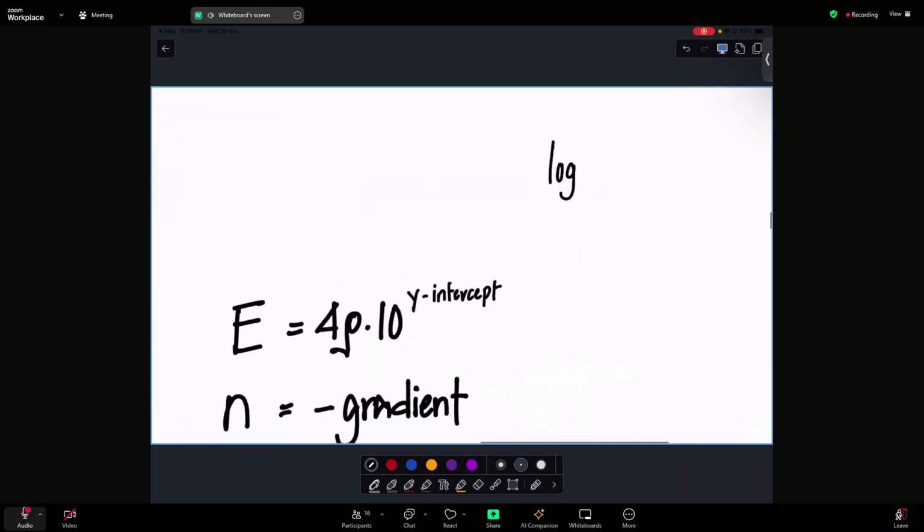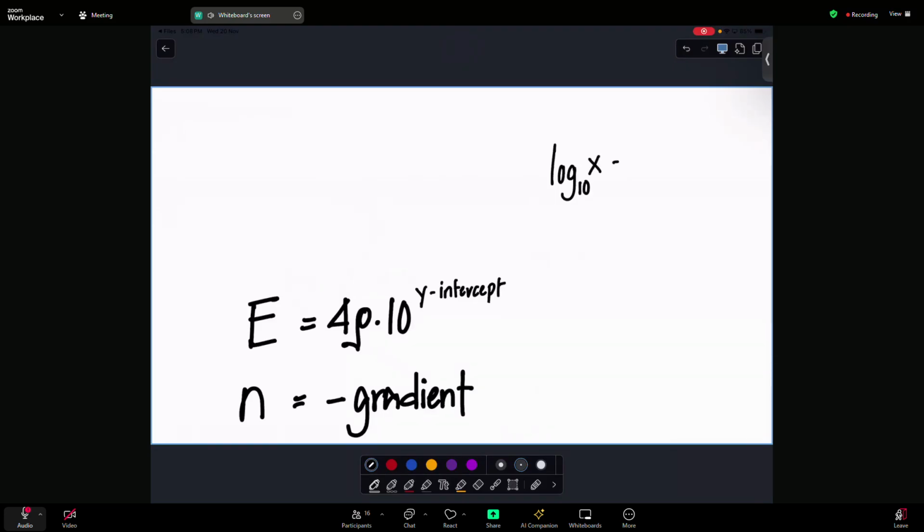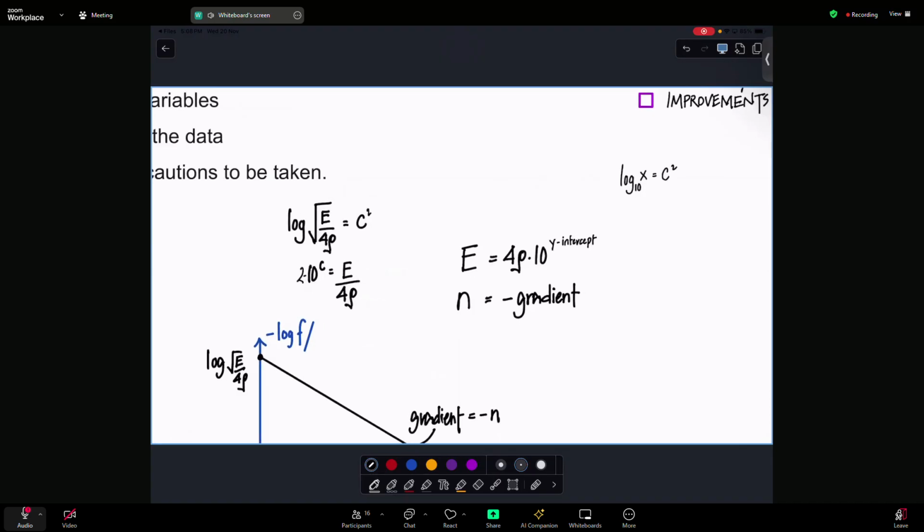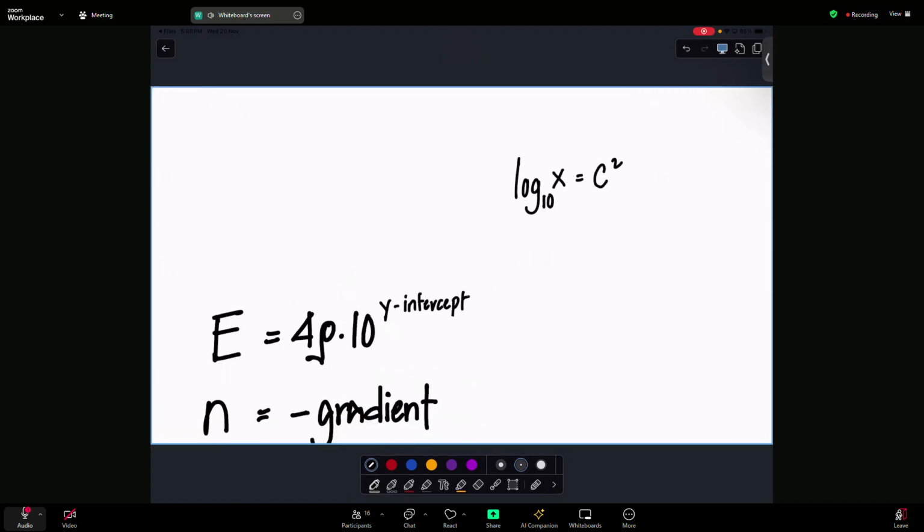Excellent, yes, go on. If I do this, C squared, right? C squared, can you tell me what x is equal to? 10 to the power C squared. Can I bring the 2 in the front? No, I don't think so.